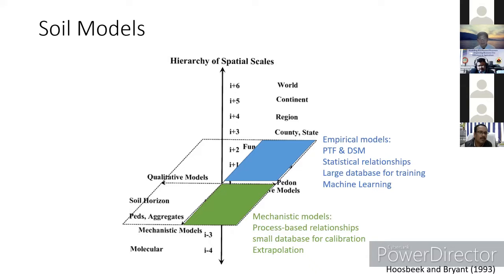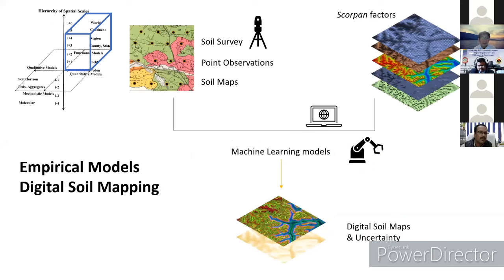That means that if I know the hydraulic properties, I can predict what is going to happen if it rains, how many millimeters of water, and it can be quite readily extrapolated. That means if my model is built here, I can apply it in India, in any place else in the world. All right, so let's talk about the empirical models, the digital soil mapping.